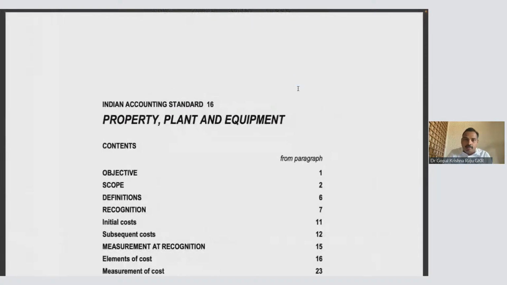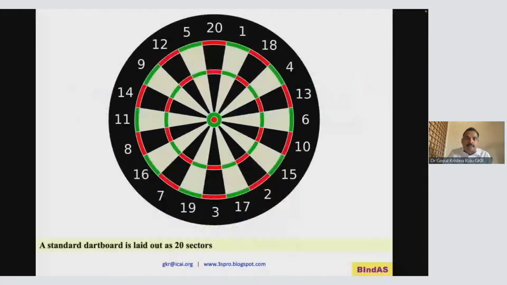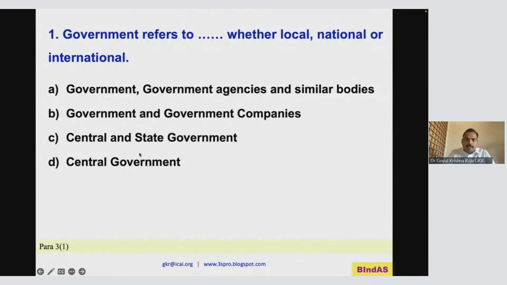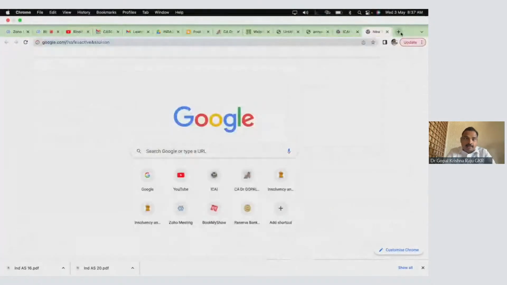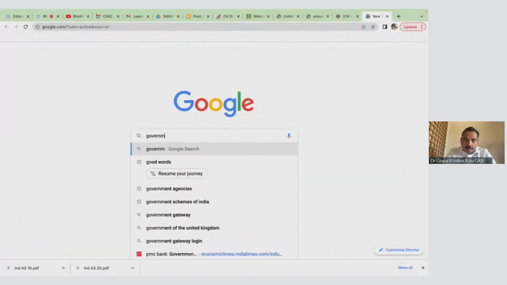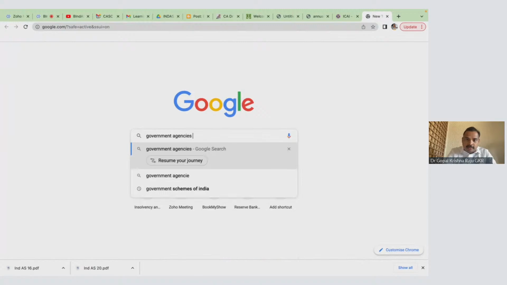Now let me take you to this first question. Government refers to what? Is it only central government? Is it only state government? Is it government and government companies? That is wrong, because central and state government is also government. International is also government. So local, national, international, it refers to government, which is central and state. Government agencies, a very big list is there. So once again, let me show you that particular list. Who are all the government agencies? These are all the government agencies in India.